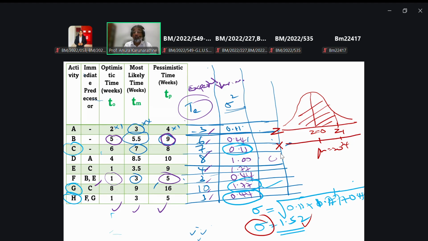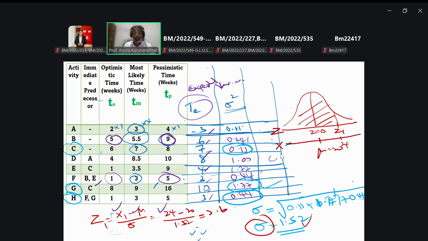So how to do that? We have to go to the Z value. First of all, we obtain Z1 as x1 minus mu over sigma. Here x1 is 24 as per the new question. Standard deviation remains the same, mean and expected time remain the same at 20. Standard deviation is 1.52. 24 minus 20 means 4. 4 divided by 1.52 means your answer is 2.63.